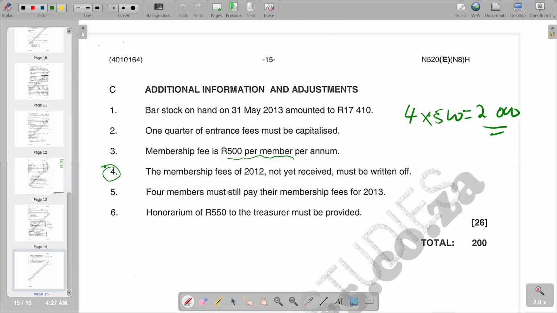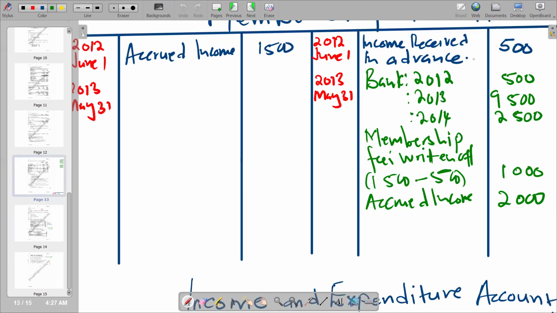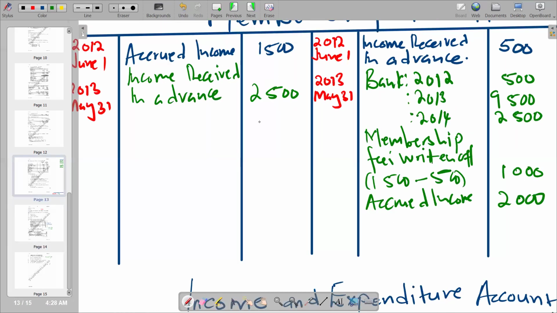Then you can see that we have 2,500 extra. There are members who have already paid their membership fees for the next financial period, which is 2014. So it means this represents income received in advance. The 2,500 does not belong to this period. We go there and adjust our closing balance of income received in advance. You see that income received in advance at the beginning is on the credit side. So we have identified the amount as 2,500. Here's our 2,500.